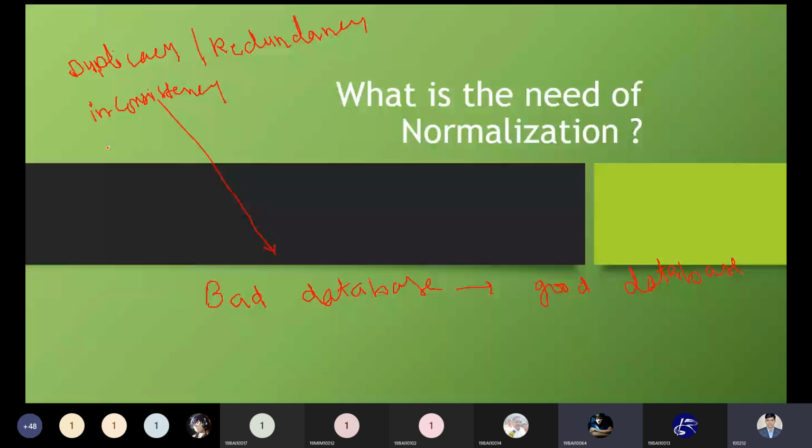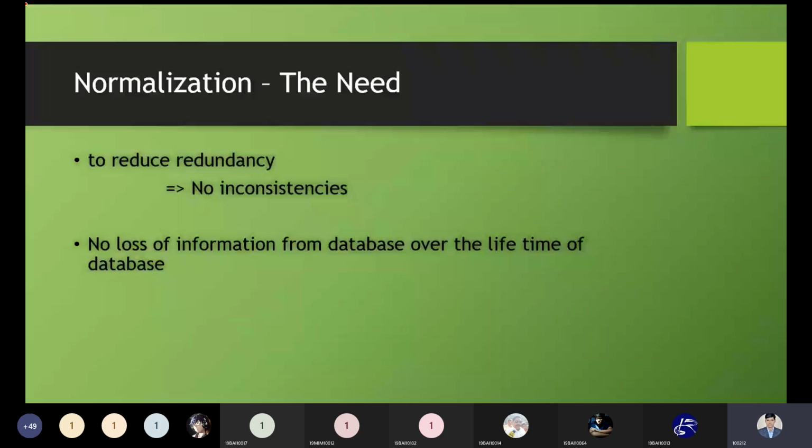So normalization, the need you can understand, is to reduce the redundancy, as I told you. So we will study normalization further to reduce the redundancy. No inconsistency should be there, and no loss of information from the database over the lifetime of the database. This is the most important part. If we are doing normalization, we need to keep in mind that data should not be lost. And data can be lost due to performing many operations, depending on what kind of operation we are doing.